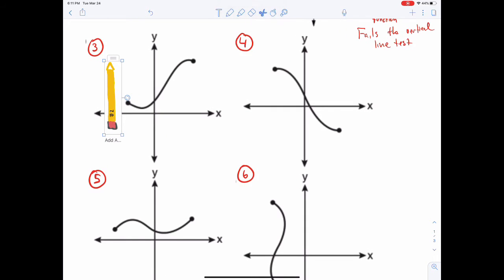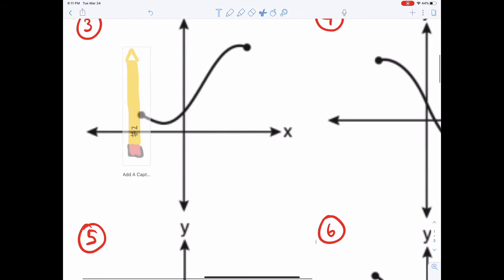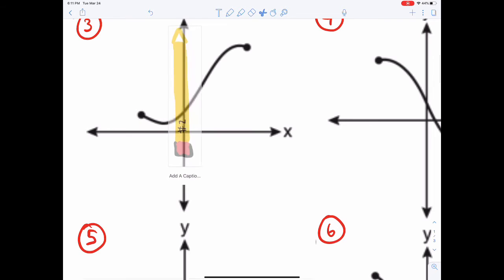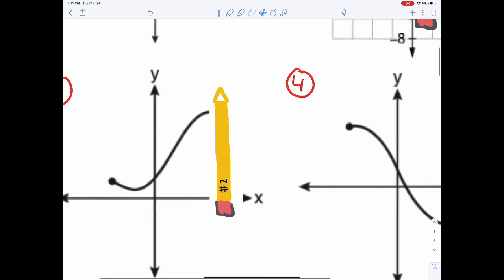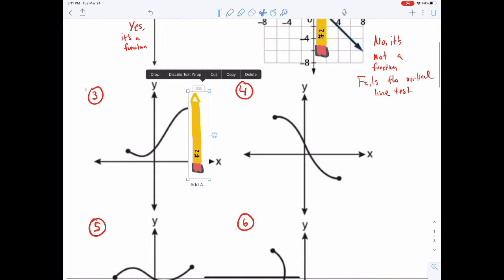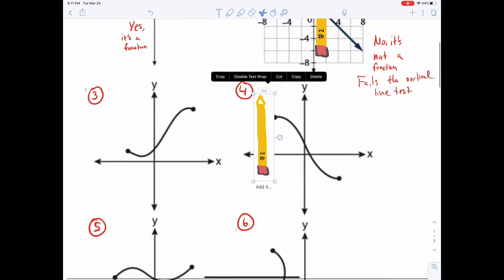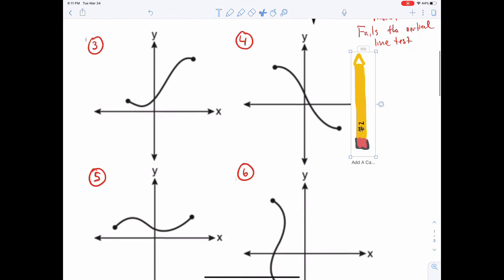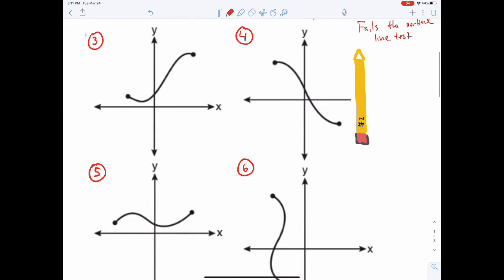So for 3, if you move the pencil across, you're touching 1 point, touching 1 point, and you're always touching 1 point throughout that whole process. So 3 is yes. 4, as you move your pencil across, you're touching that very end point there, so that's 1 point. You're still only touching 1 point the whole way, so 3 and 4 are yes.